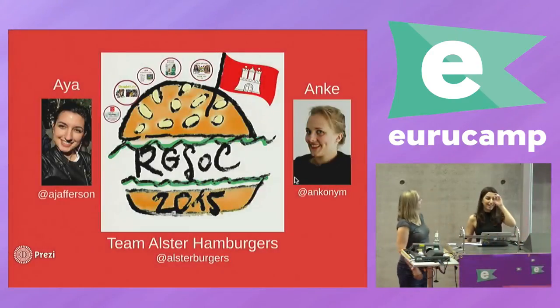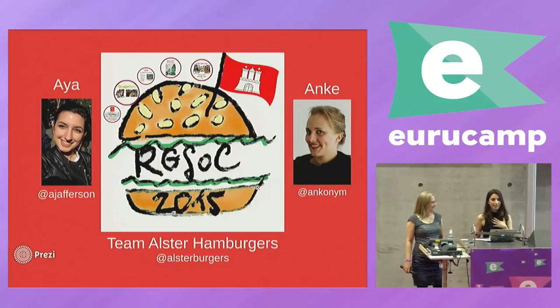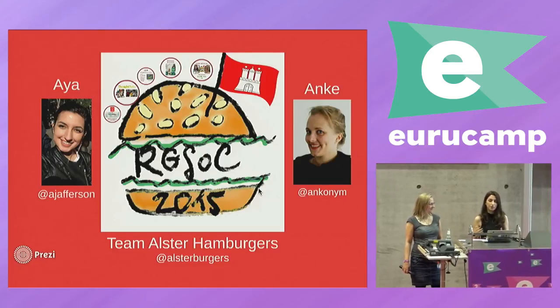Well, okay. Hi, we are Else the Hamburgers. And my name is Aya, this is Anke. And I'm studying computer science and economy. And I was really bored with the languages I was learning at university at that time. So I was only learning Java and C. And I wanted to try out something new. So I started to learn some Ruby, and I got to know Anke.